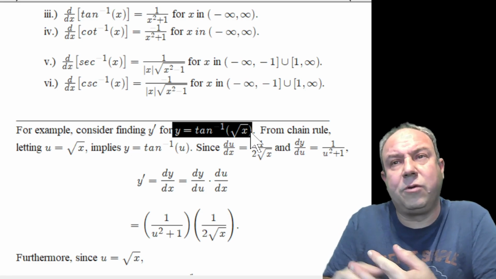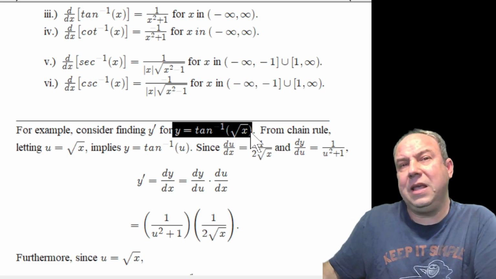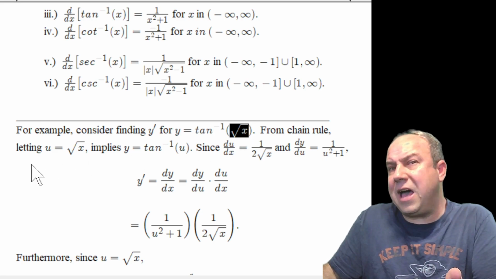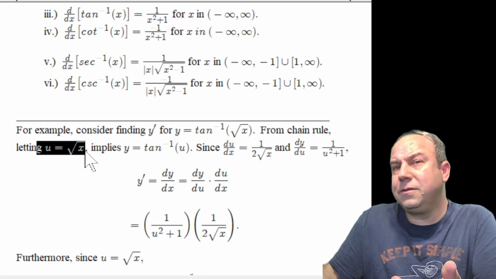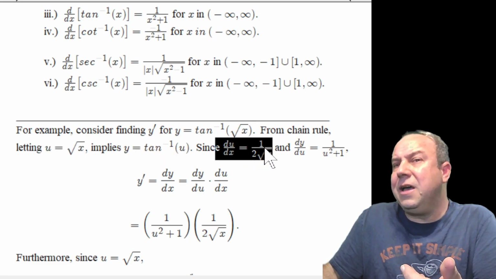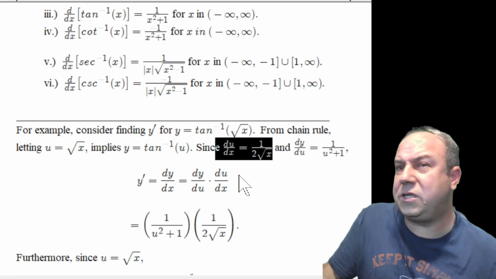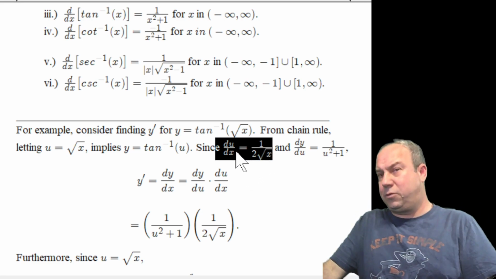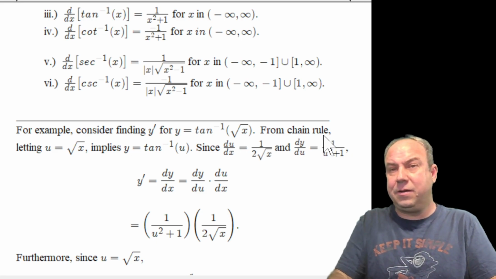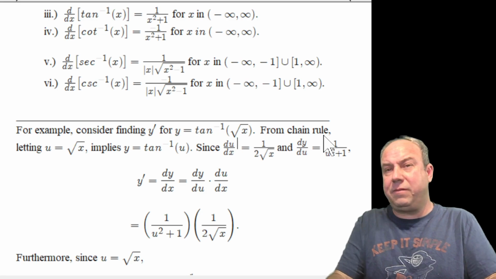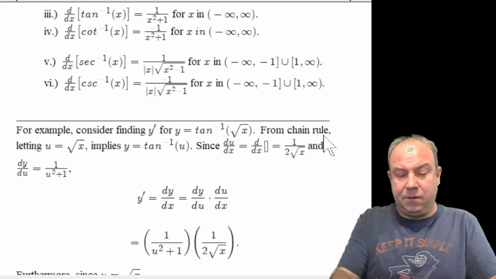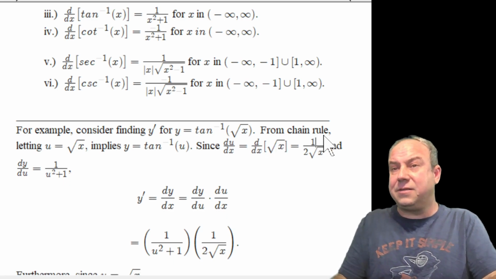Here's a little chain rule. If we let u be that interior function given by the square root of x, that's going to imply y is then the tangent inverse of u. And since the derivative of u with respect to x is 1 over 2 root x, right? That is going to be the derivative with respect to x for the square root of x.